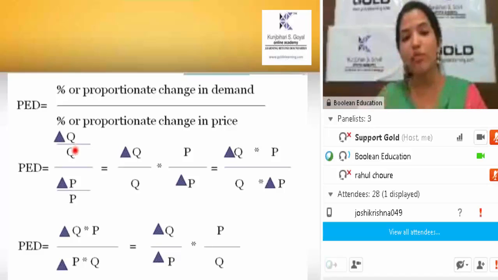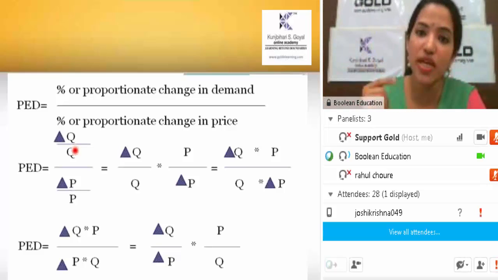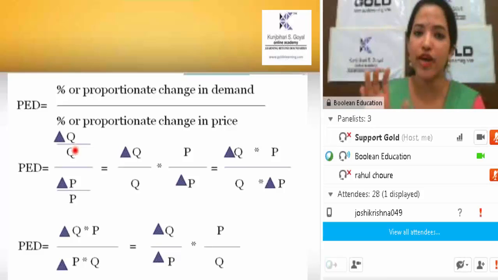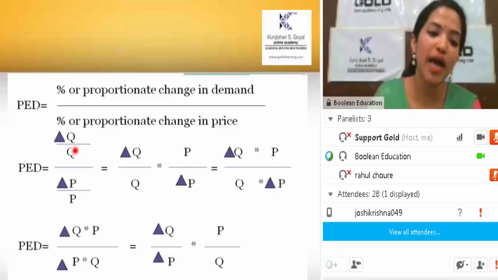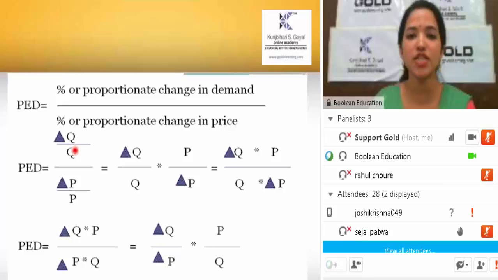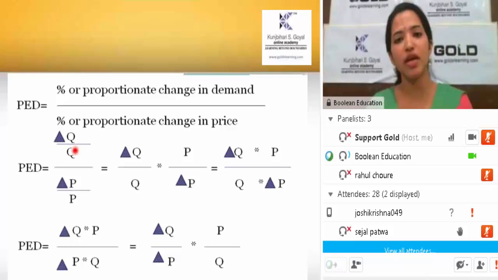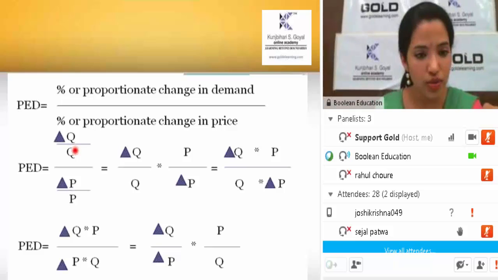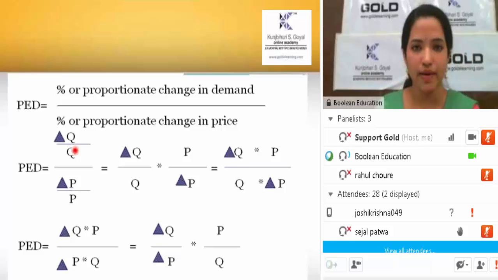So earlier 5 kg and now they are demanding 10 kg. So 10 kg is the change in demand. So delta Q will be how much? 10. And how much was the original demand? 5 kg. So Q will be 5. Same way, this whole thing we have to divide by delta P by P. Delta P stands for change in price divided by the original price. हमने कुछ टाइम पहले कहा था original price was 10, price बढ़ के 15 हो गया था, right? So delta P will be 15 and P, that is original price, will be 10.